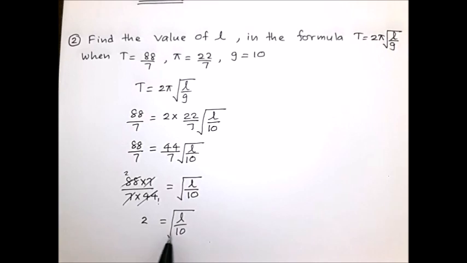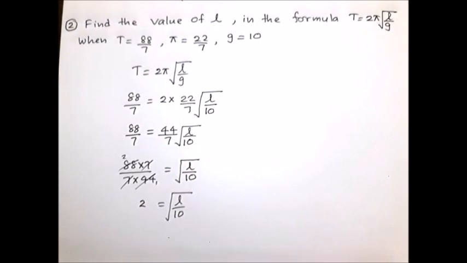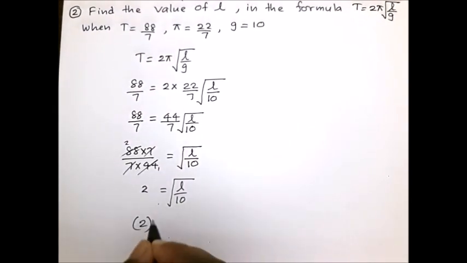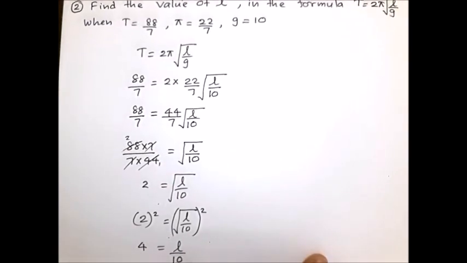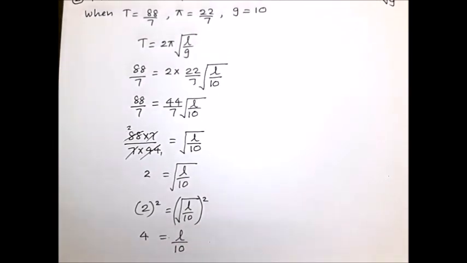Now you have to remove this square root symbol. So take the square root of both sides. I am going to square both sides of the formula. 2 to the power 2 is 4. Now on the right side, square and square root cancel. Only L over 10 remaining. Now again cross multiply by 10. L equals 40. 10 multiplied by 4 is 40. Answer is L equals 40.